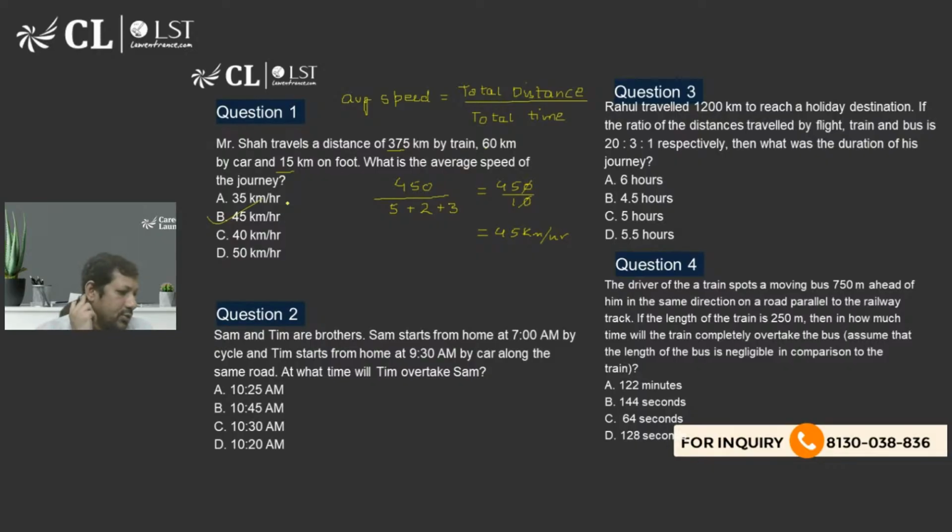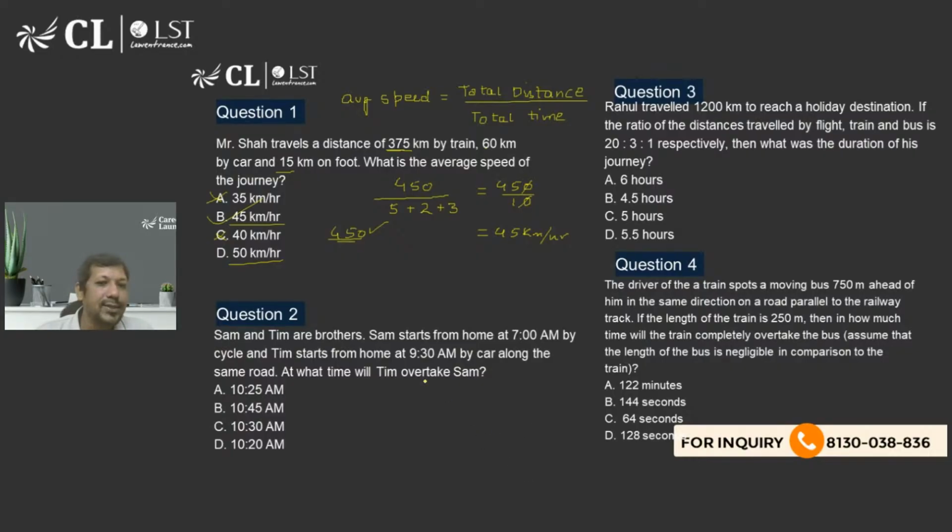Understood? Yes, no? Okay. Now I'll tell you one more very interesting thing about it. The total distance traveled is 450, right? So my actual answer should be a factor of 450. So I can directly say this can't be the answer, this can't be the answer. My answer is either 45 or 50. That's it. From there, I still need to calculate time, so I can't do anything more with this. Okay, now let's move to the next question.